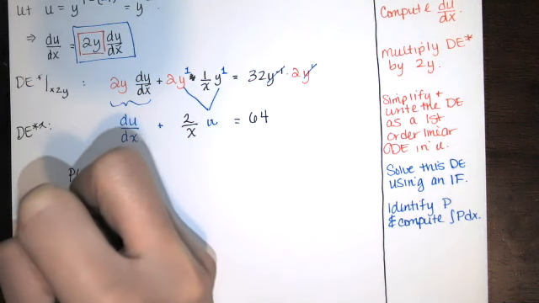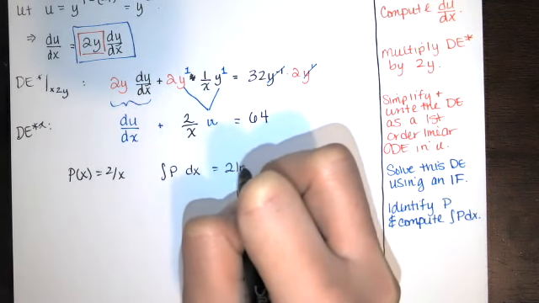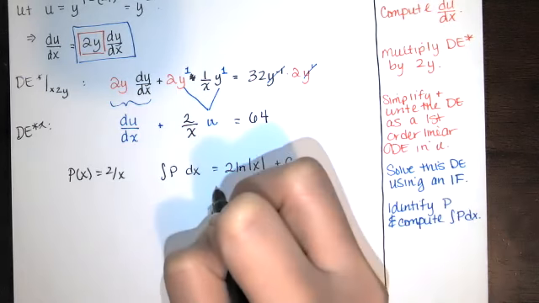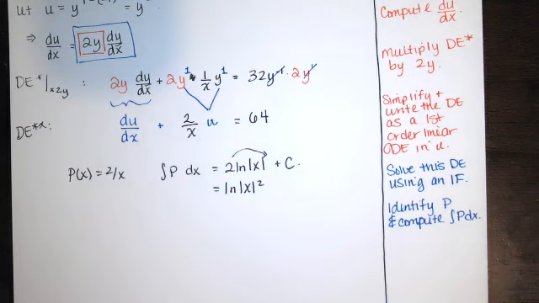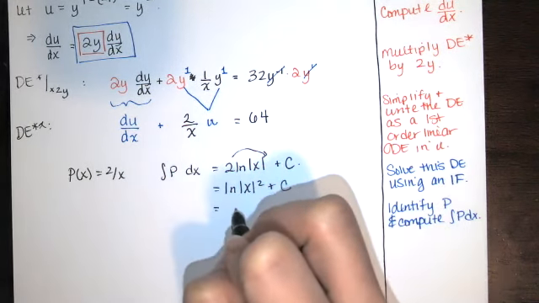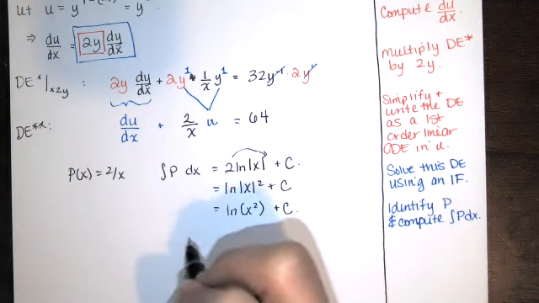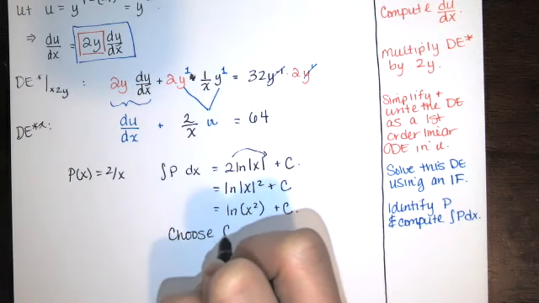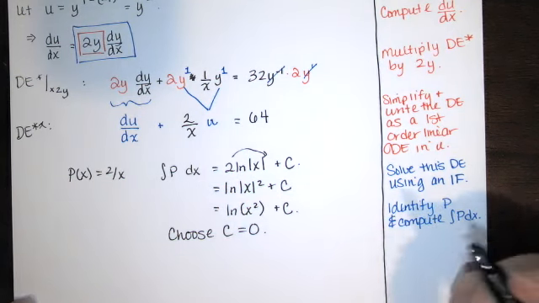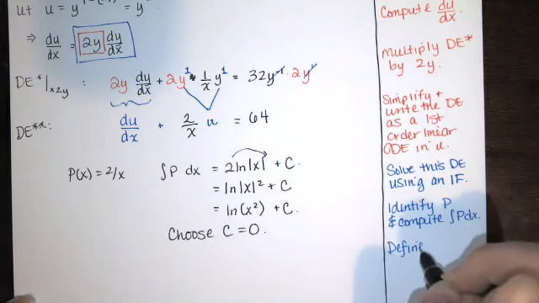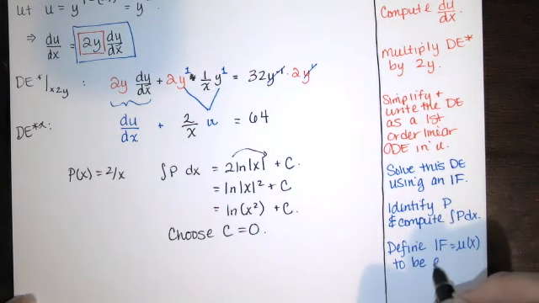So we've got p of x is 2 over x. The antiderivative of 2 over x is 2 times the natural log of the absolute value of x plus c. We can bring that 2 inside. This is the same as the natural log of the absolute value of x squared plus c. Absolute value of x squared is just the same as x squared. We don't need infinitely many integrating factors, so we're going to choose c equals 0. And then we define the integrating factor to be e to this power. You can use IF or you can use mu of x. Either way is fine.